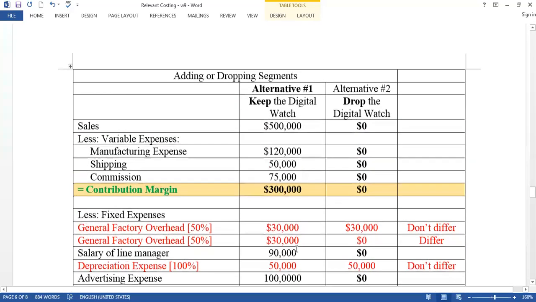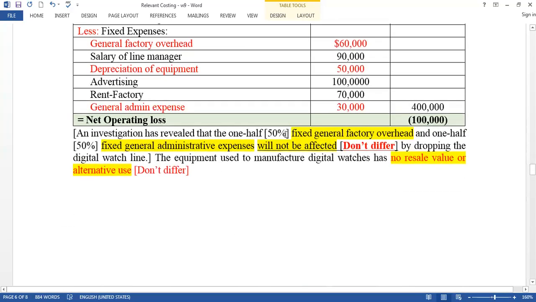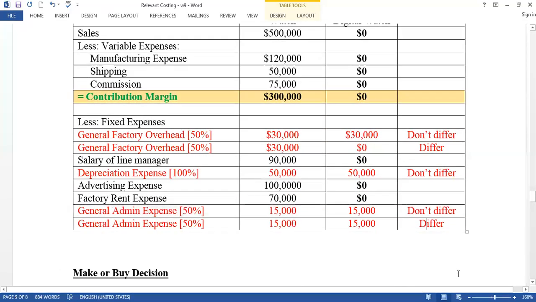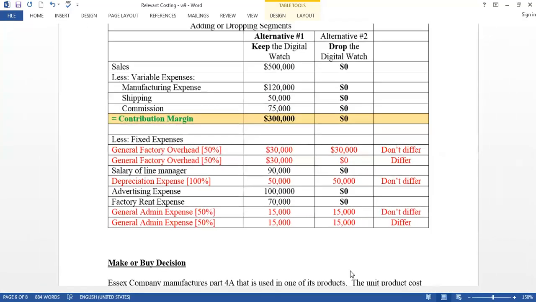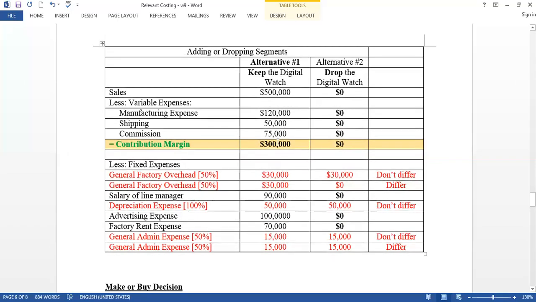Look at the question again. The question said that 50% general factory overhead and 50% general admin overhead will not be affected, right? So 50% will not be affected, but another 50% will be affected. Clear? Another 50% will be affected. So this is the solution before making a decision. This is your workings. So we find that 50% don't be affected.